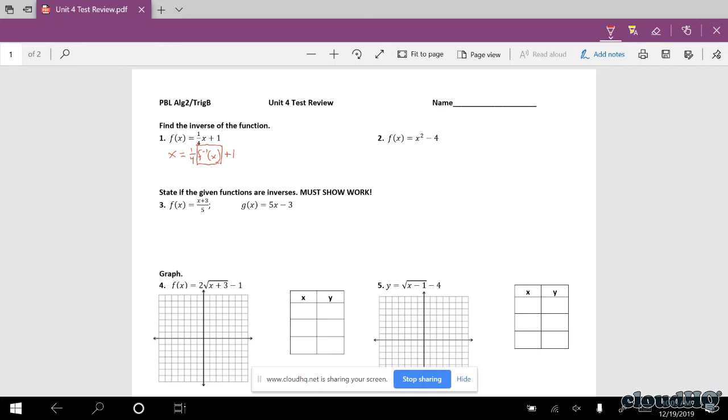So I'm going to subtract 1 from both sides. X minus 1 equals 1/4 times inverse f of x. Next step is to get rid of the 1/4. The easiest way to get rid of the 1/4 is to multiply by 4. To multiply this side by 4, distribute that. Now the f inverse is isolated, and it equals, when I distribute, 4x minus 4.